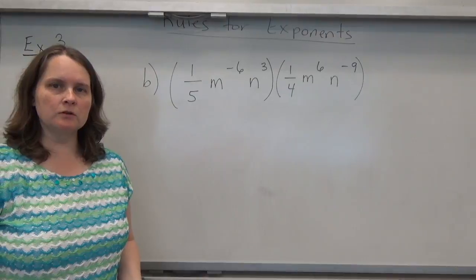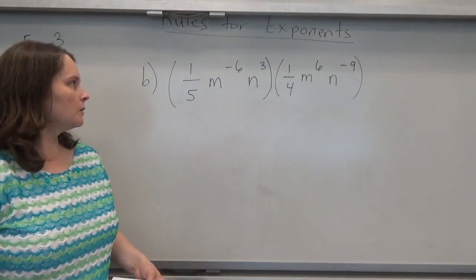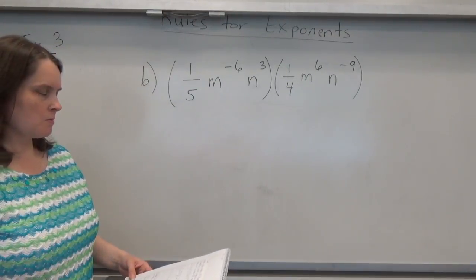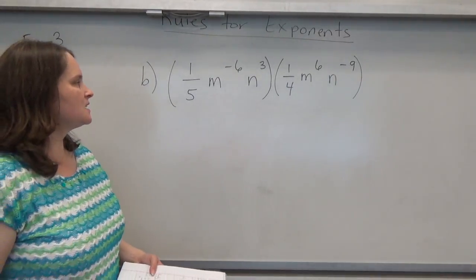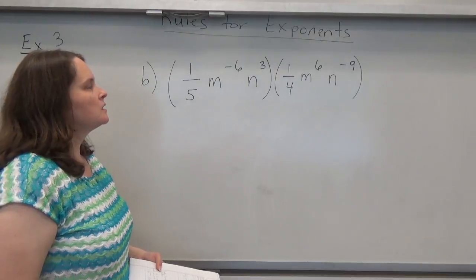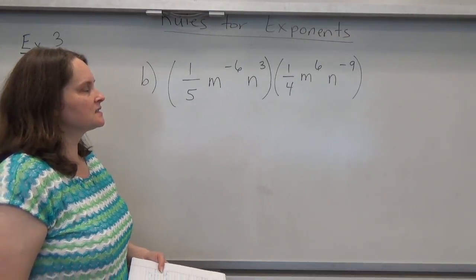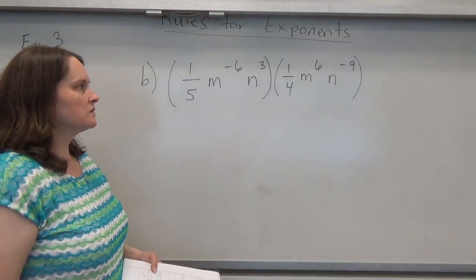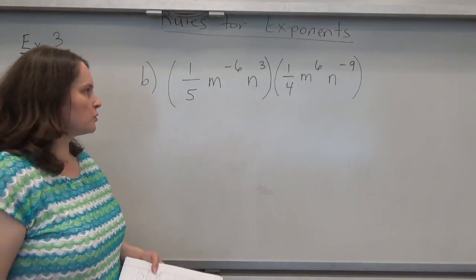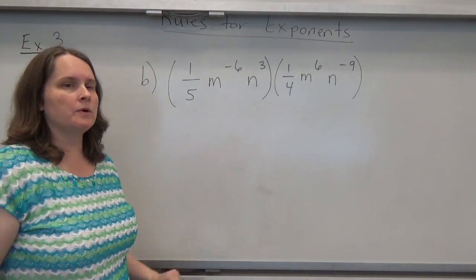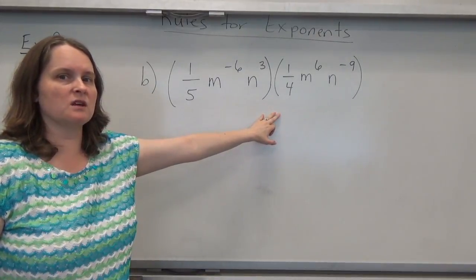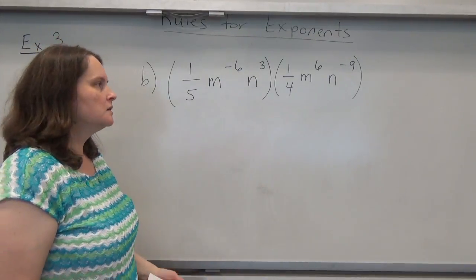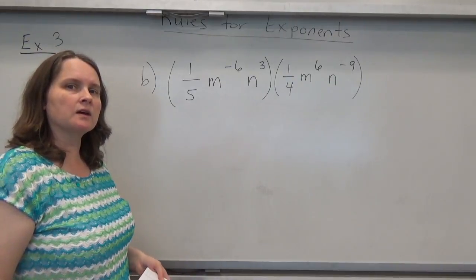Okay, now it's time for you to try one on your own. Go ahead and try to apply the rules that we've discussed. You're multiplying 1/5 m to the negative 6th into the 3rd times 1/4 m to the 6th into the negative 9th. This is very similar to the previous problem. Of course, you do have fractions here, but these are just coefficients. Just multiply these as regular fractions. If you need to use your calculator, you can do that. Pause the video, give it a try, and then come back and see how you did.